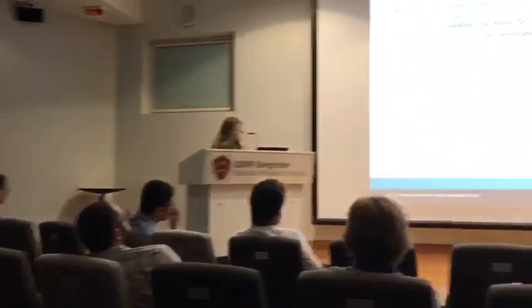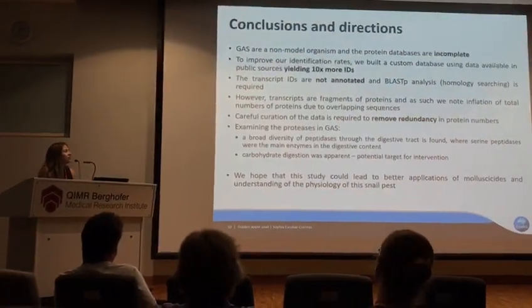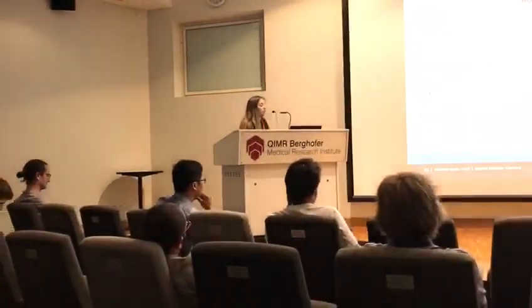So my conclusions are that the golden apple snail is a non-model organism and the protein databases are incomplete. To improve our identification rates, we built a custom database using the data available in open sources, but this yields 10 times more IDs than the ones that were really there. The transcript IDs are not annotated, so we needed to do the BLAST.